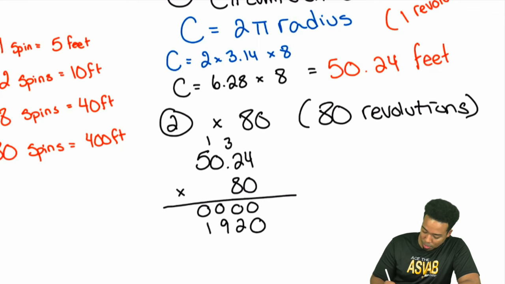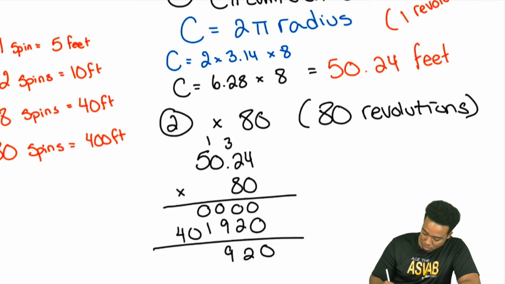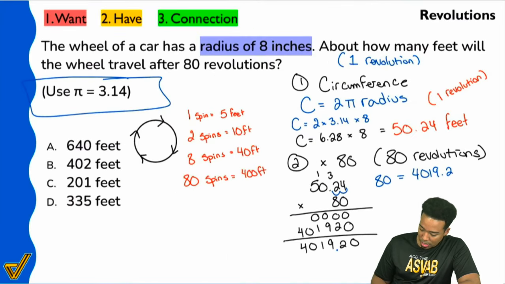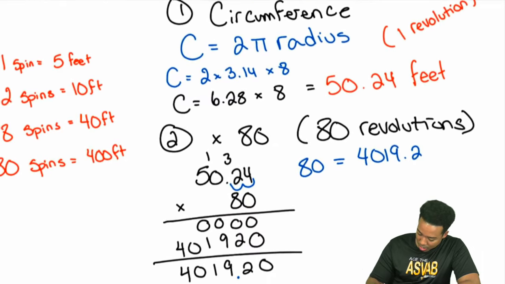0 times 8 is 0 plus the 1. 5 times 8, it'll be 40. Bring everything down. 0, 2, 9, 1, 0, 4. And we have ourselves two decimal places. So right there. And so we have 80 revolutions equals 4,019.2 feet. And so I believe I may have messed something up here.